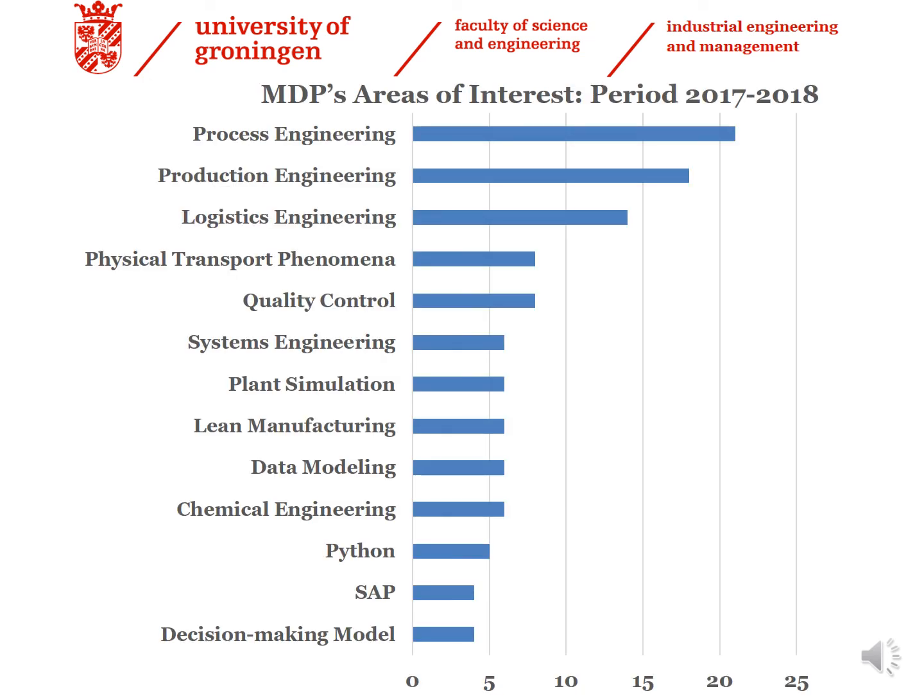Process engineering, production engineering, and logistics are top nowadays. Sorry, this is data from 2017, 2018. In 2019 and the beginning of 2020, you will see that actually data modeling is coming to the top. Indeed, I need to update this graph. Together with Python and systems engineering, everything is moving to the top. But still, process engineering and production engineering, together with logistics, are still in the top 5 areas of interest of the master design project.